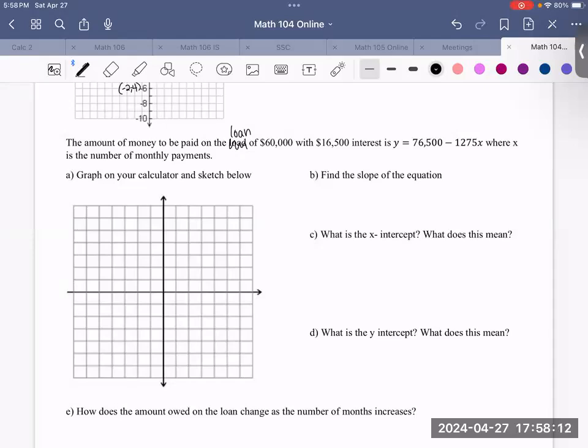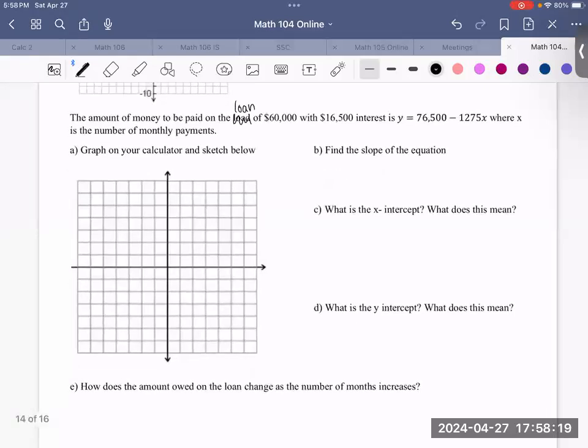So then what are you seeing? Find the slope of the equation. What is your x-intercept? What's your y-intercept? And so forth. So let's try and do that.